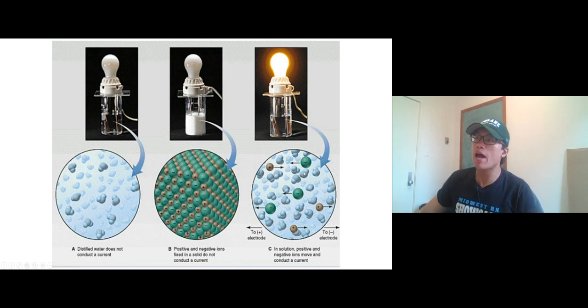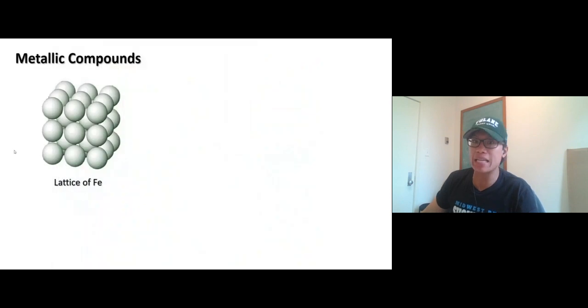Okay, so basically the ionic compound by itself cannot conduct electricity. If you want it to be able to conduct electricity, you'd either melt it or make it become a solution. We call it an electrolyte solution. All right. Now we're going to talk about the metallic compound.